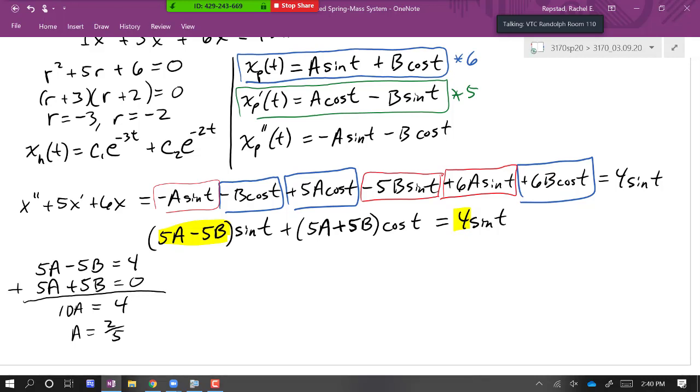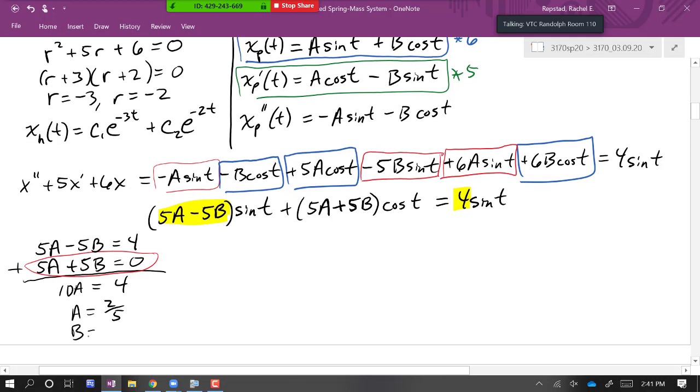And then b, I guess, negative 2/5. Actually, it's probably simplest to see that if you look at the second equation. So b has to be negative 2/5. And so this means that our x particular is 2/5 sine t minus 2/5 cosine t.